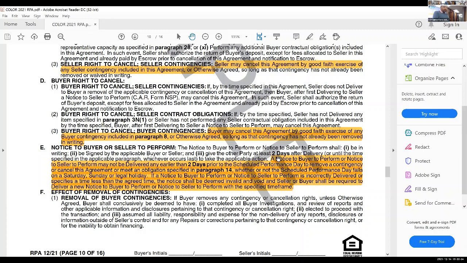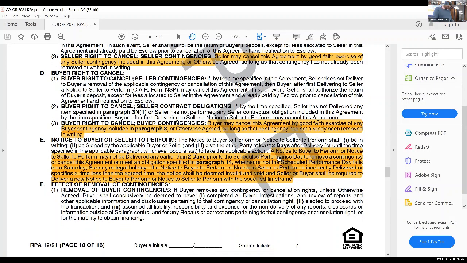Remember, before, for the notice to perform, there used to be a checkbox and you could check a box and then specify less time or more time. Well, that's gone. Now, notice to perform, it's 2 days, 2 days, 2 days. That's it. Can't be changed.